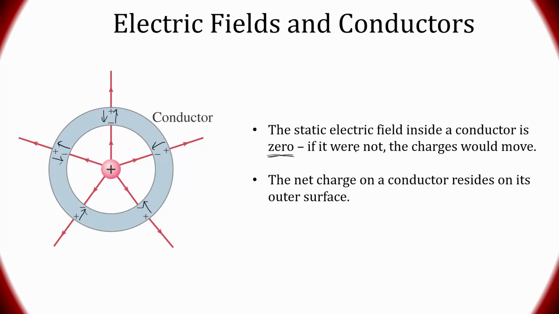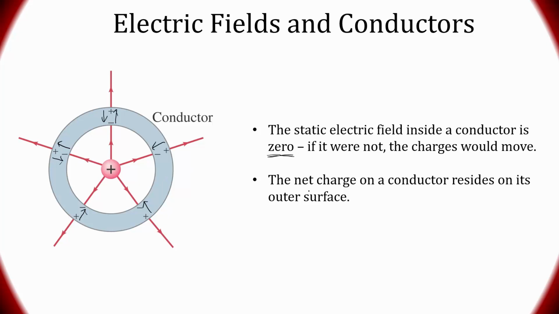And we can also see that because if there were an electric field, a conductor means that the electrons are free to move. And if there's an electric field, that means there's a force on the charges, and so those charges would continue moving until there's no more force. And that means if there's no more force, there's no more electric field. So this has to be the case.